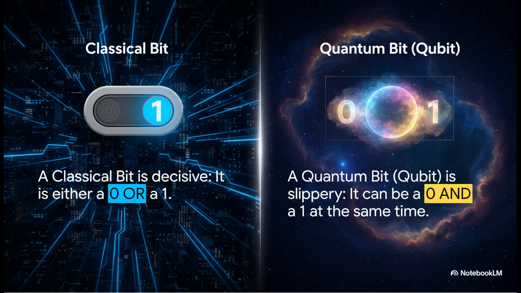What's the difference? Well, a classical bit is straightforward. It's decisive. It's either off or on, a 0 or a 1. That's it. But a qubit is, as our source material perfectly puts it, slippery. Thanks to a wild property called superposition, a qubit can be a 0, it can be a 1, or, and this is the part that changes everything, it can be both at the exact same time. This one single difference is the entire foundation for the power of quantum computing.